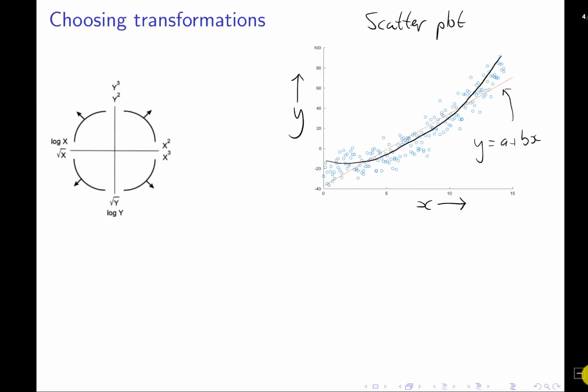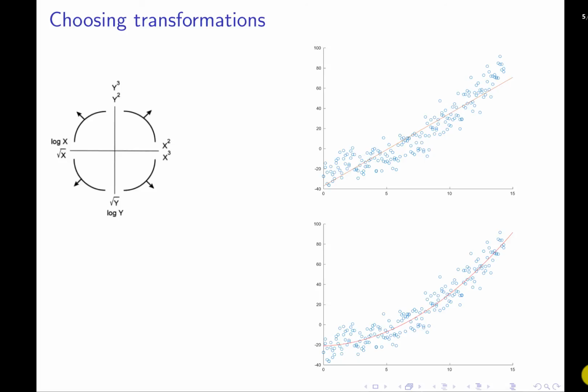Okay. So if we do that, this is what I've got here. If we do that, we get a much better fit. So this line here is the line y is a plus bx plus cx squared. And this, we can see, fits the data much better, and it's still a linear model, and so we can use all our theory about how to fit linear models.